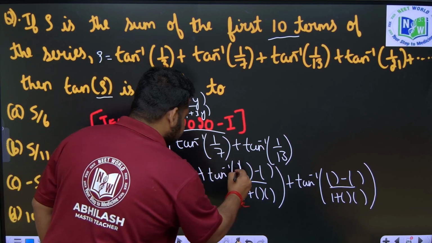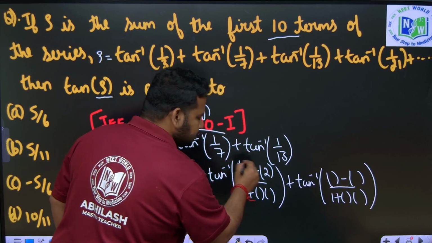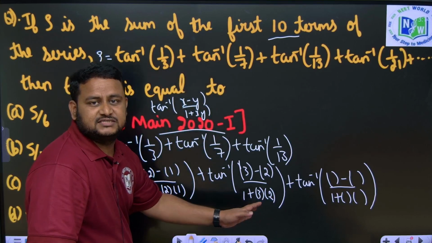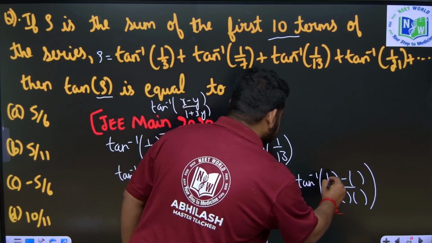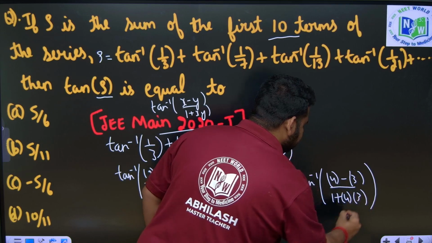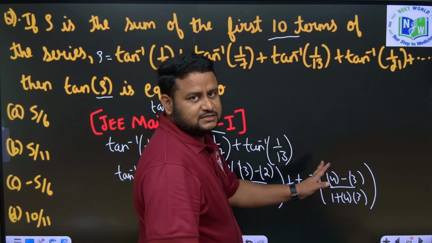Similarly, I can write here 3 minus 2. 3 minus 2 is 1. Here I will write 3 into 2 because I have to get 7. 3 into 2 is 6, 6 plus 1 is 7. Here I can write 4 minus 3. 4 minus 3 is 1. This I can write as 4 into 3. 4 into 3 is 12. 12 plus 1 is 13.